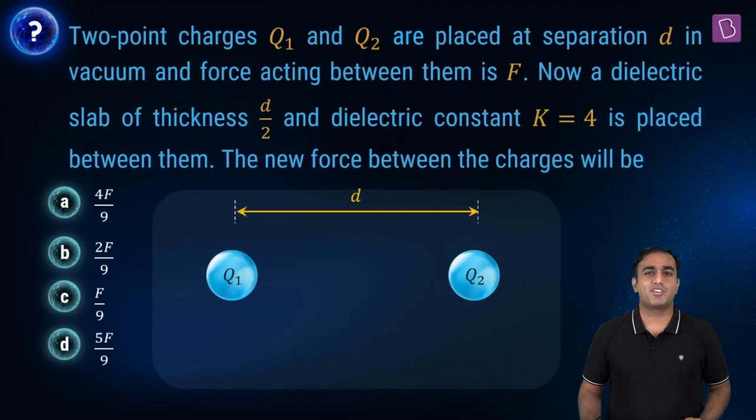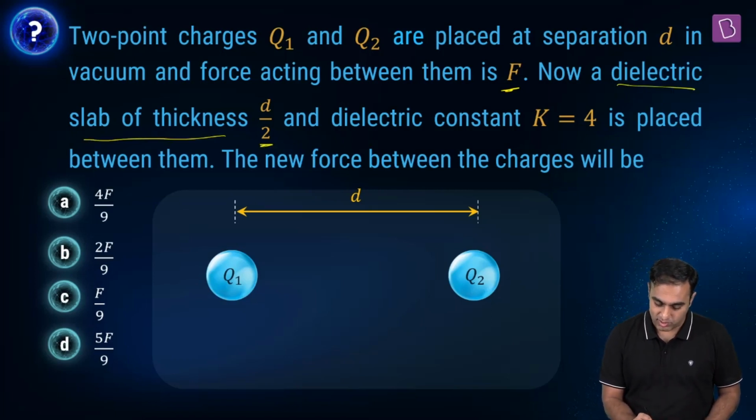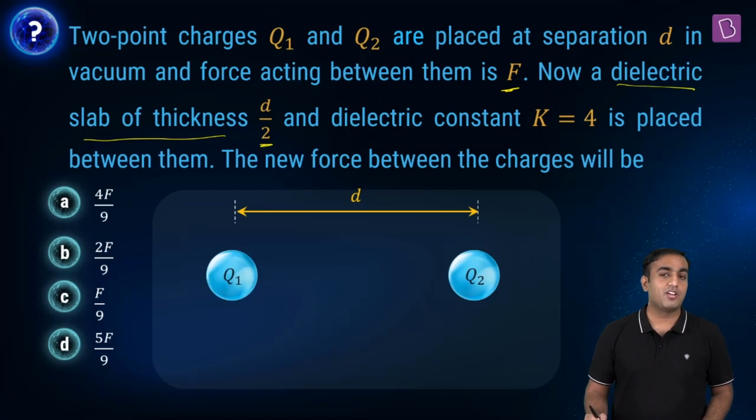Look at this beautiful question on application of Coulomb's law. Here we have 2 point charges Q1 and Q2 separated by a distance small d, and they are in vacuum. The force acting between them is called capital F. Now, this situation is changed a bit. There is an insertion of a dielectric slab of thickness small d by 2 and of material with dielectric constant k is equal to 4 between them. We have to find the new force between the charges now in terms of capital F.